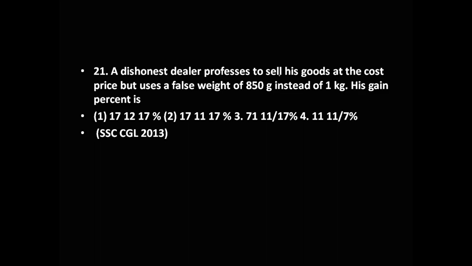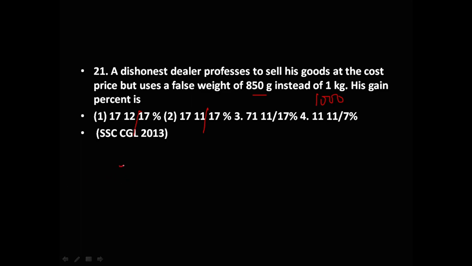Question is, a dishonest dealer professes to sell his goods at cost price but uses a false weight of 850 gram instead of 1 kg, meaning 1 kg means 1000 gram. His gain percentage, it's actually this. Okay. So how can we solve it?